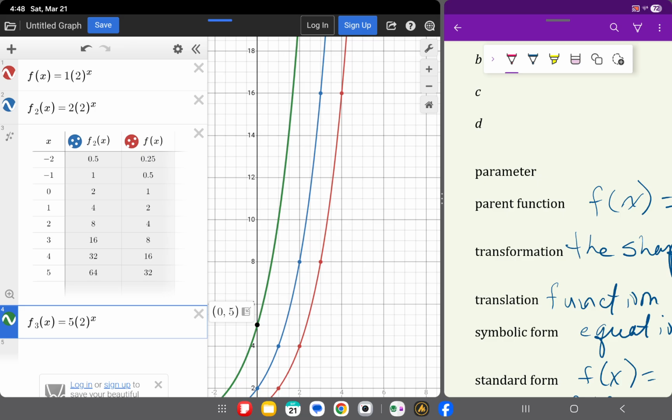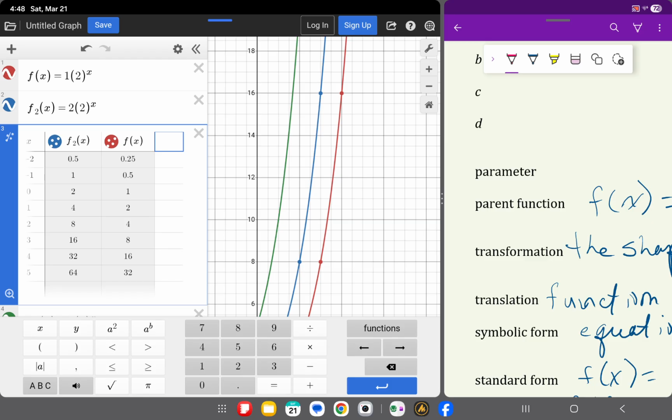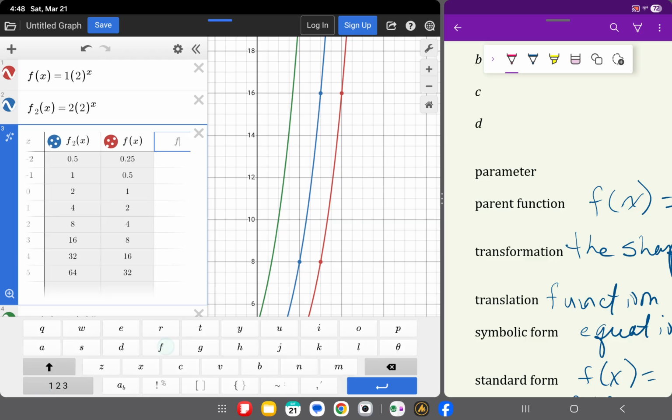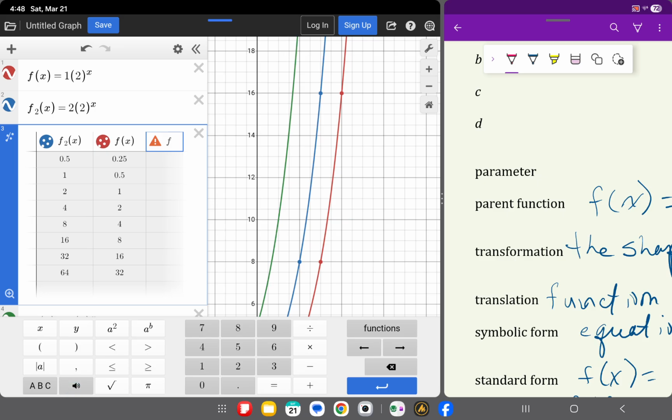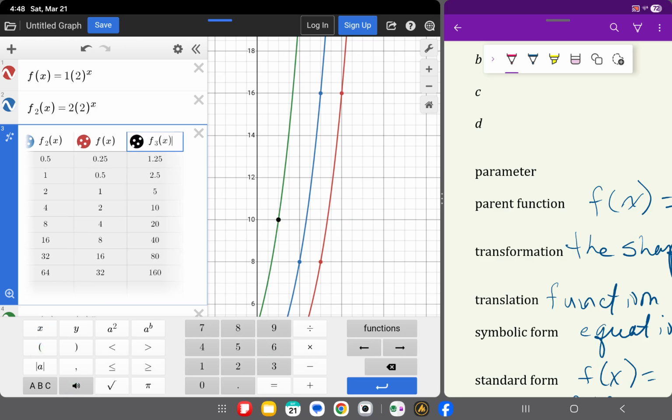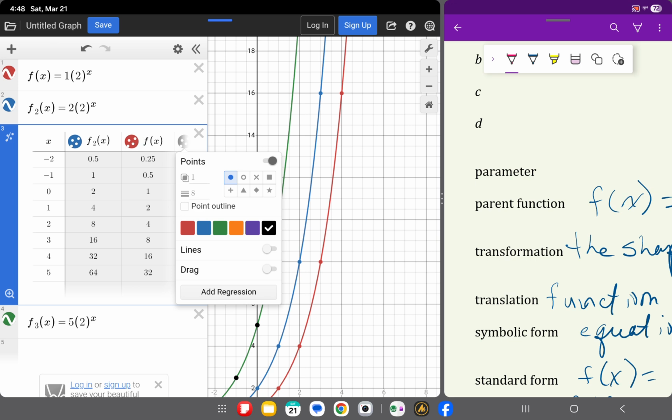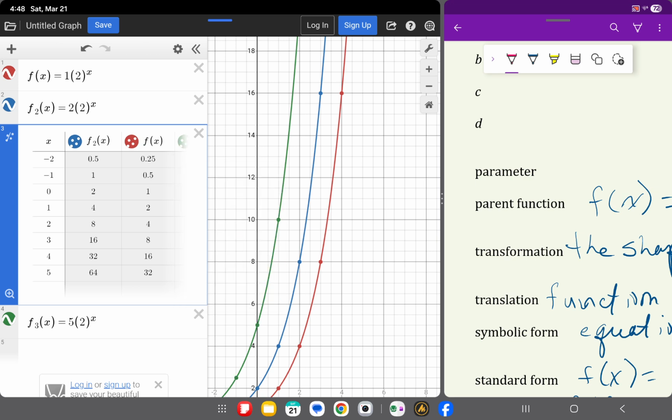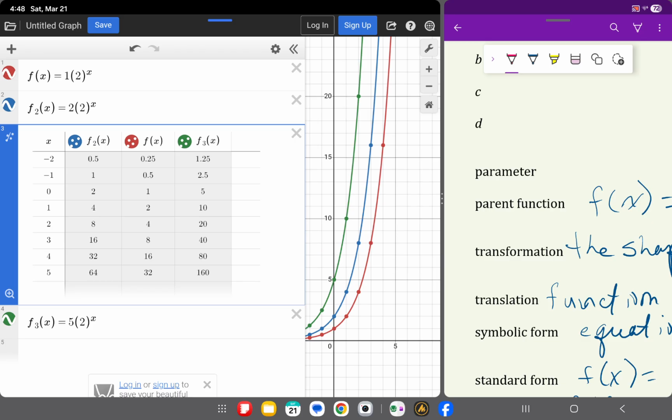Okay. If I come over here and add to its tables, let's see if this will do this. I don't know if it will or not. f3 of x, and it will. I want to put that in as green, because that's what I changed the color to. And I want to see what's going on with it now. All right, so when we put in 0, my original function, I got out 1. When we changed our a parameter to 2, it became 2.